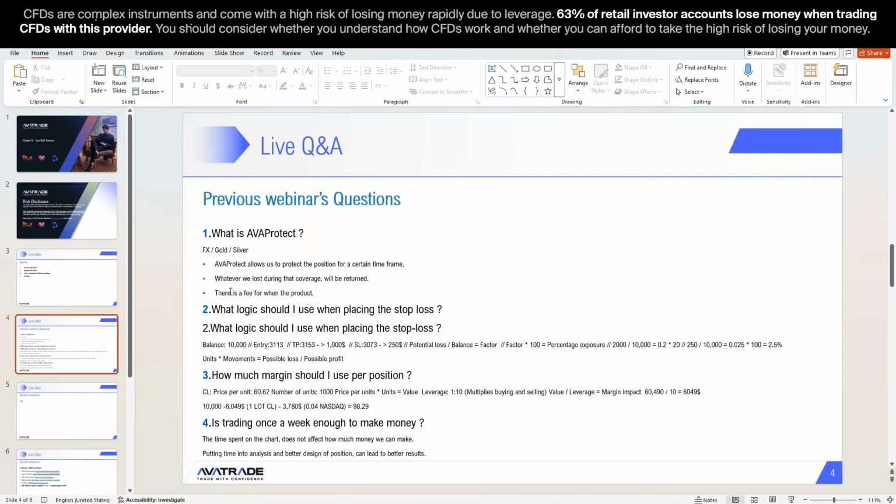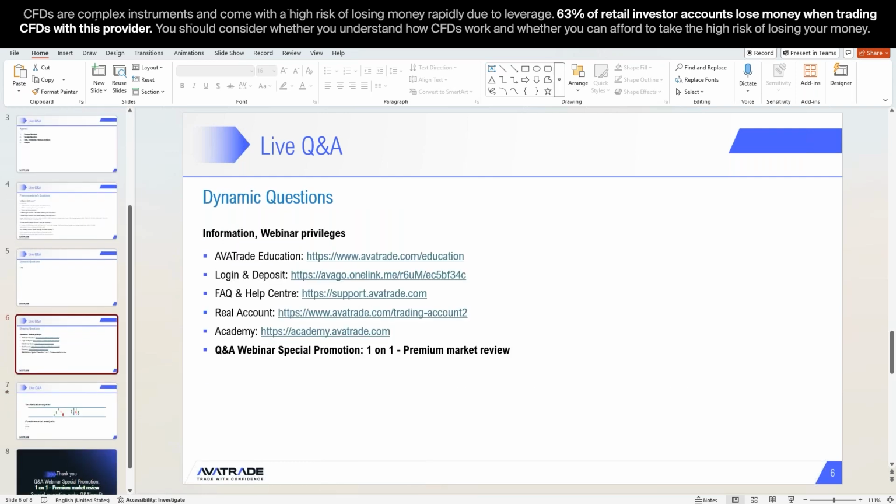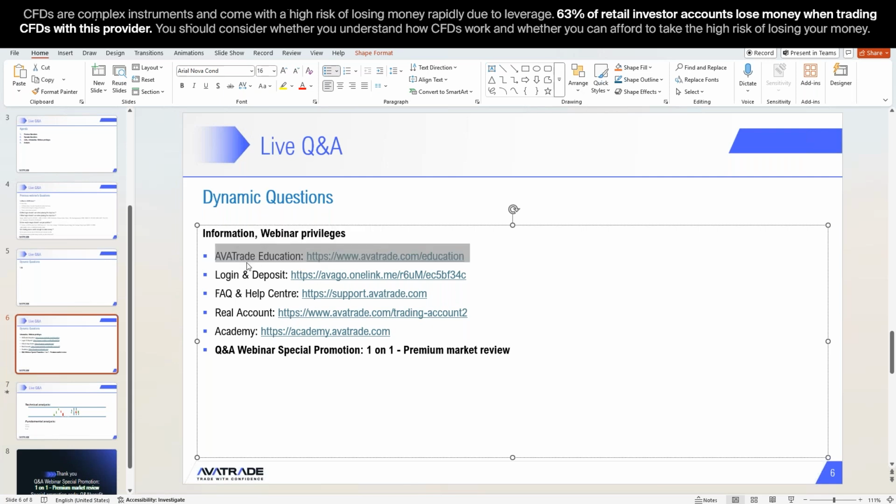Okay. All right, great. Now the last slide in here is to share with you some links. This can lead you to even more education, and help you with analysis and better understanding about trading. The second link here is for logging in and making a deposit, if you're still with the demo and you want to get down to business, as they say. And then we've got the FAQ and the Help Center. The account is a similar idea, to evolve from the demo. And lastly, the Academy, which I'm going to show you now.